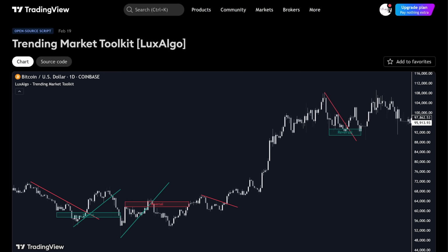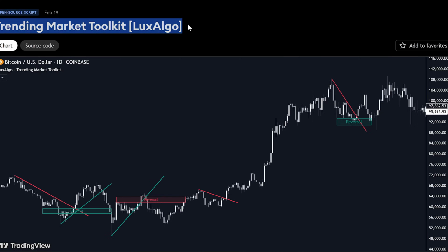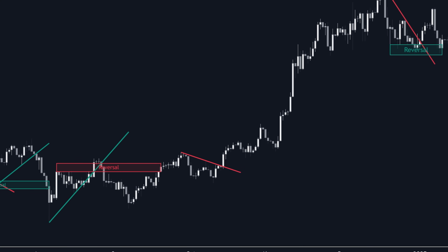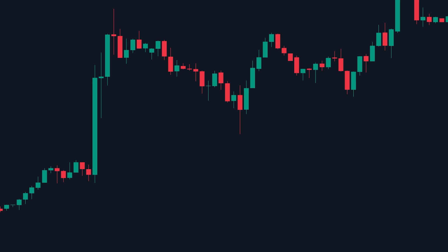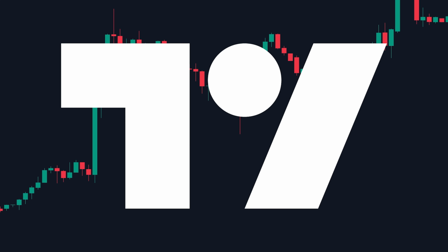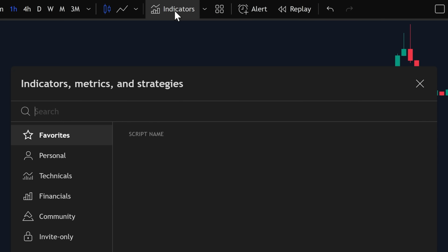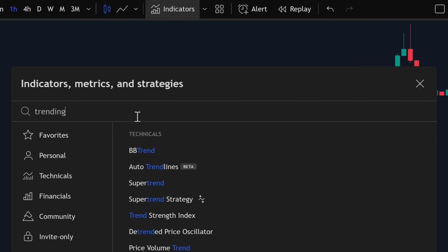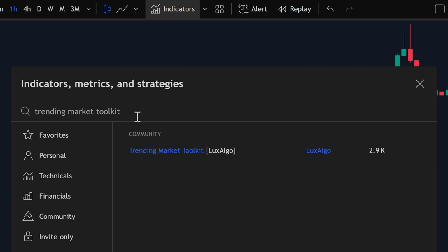This tool is called the Trending Market Toolkit by LuxAlgo. In this video, I will explain how it works and how you can use it to trade trend reversals and trend continuations. To get started, open TradingView and click on the Indicators tab at the top. Then, search for Trending Market Toolkit. It will be this one by LuxAlgo. Select it and it will be automatically added to your chart. Then, close the search box.